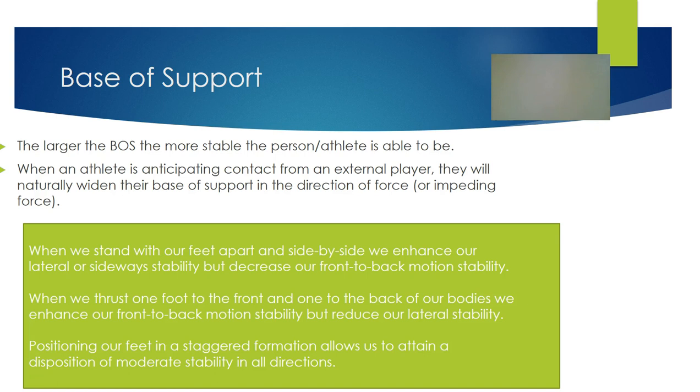When an athlete is anticipating contact from an external player, they will naturally widen their base of support in the direction of the force. Okay, so if I see a big dude coming at me, I'm panicking, but I'm also widening my stance, okay, in the direction of force. Okay, I'm anticipating that contact, and I'm embracing it by widening my base of support. If I had a really narrow stance and this dude came at me, I'm going everywhere. Okay, but if I widen my base of support upon contact, it gives me a better opportunity to be more stable and perhaps not hit the ground.